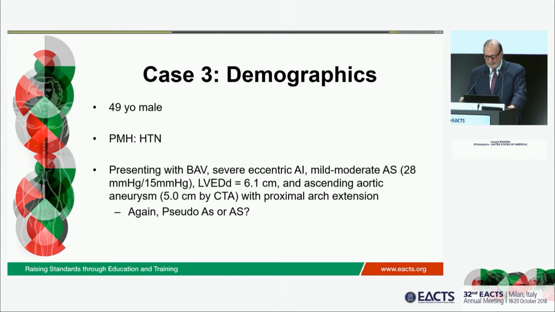Now we have a younger gentleman. This is a 49-year-old. He presents with a BAV, severe eccentric AI. He has mild AS, 15 millimeter mean, but he's got a severe AI, LV-EDD, which is big. And he's got an ascending aortic aneurysm of 5.0 with proximal arch extension. Again, is this pseudo-aortic stenosis, or is this regular aortic stenosis? So let's take a look.